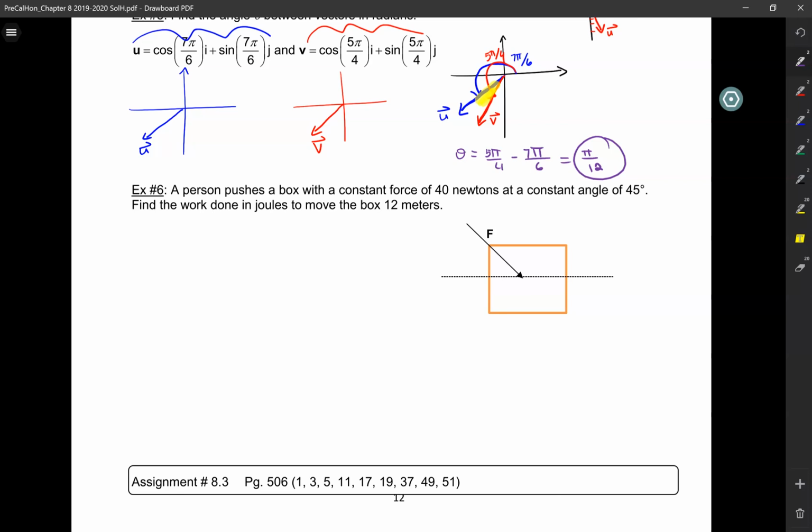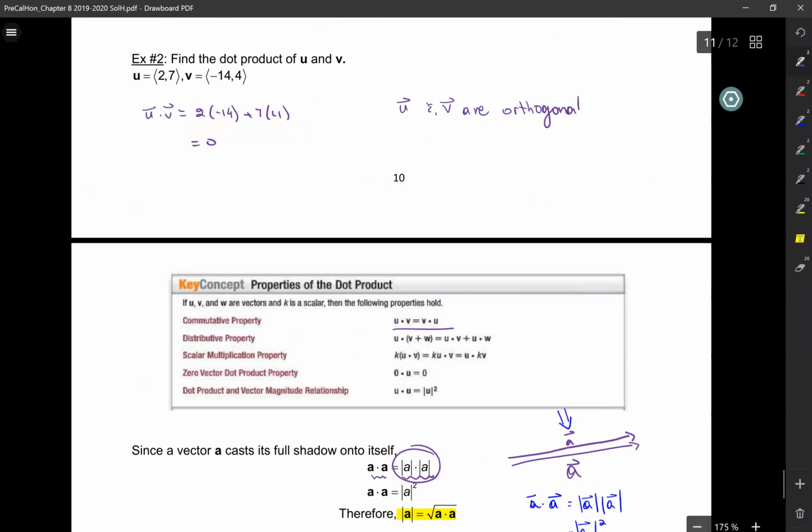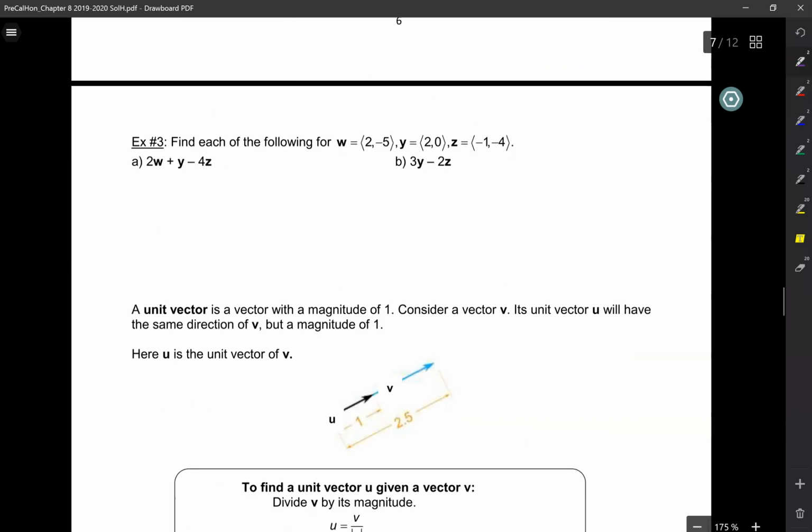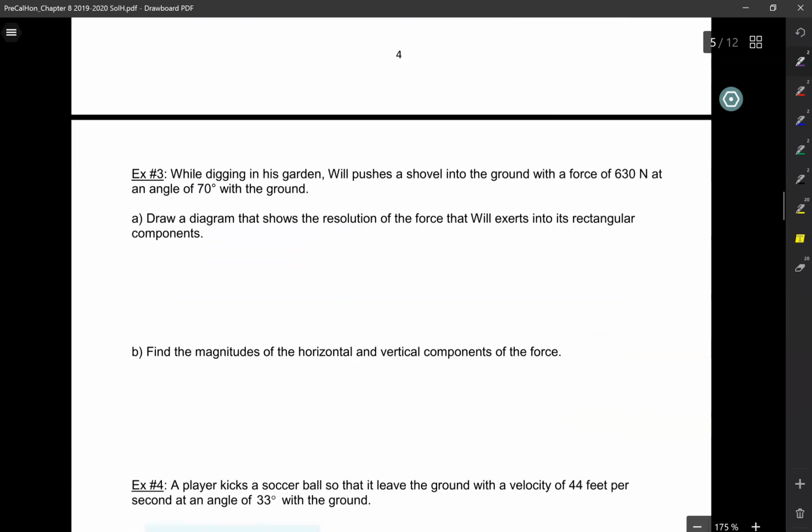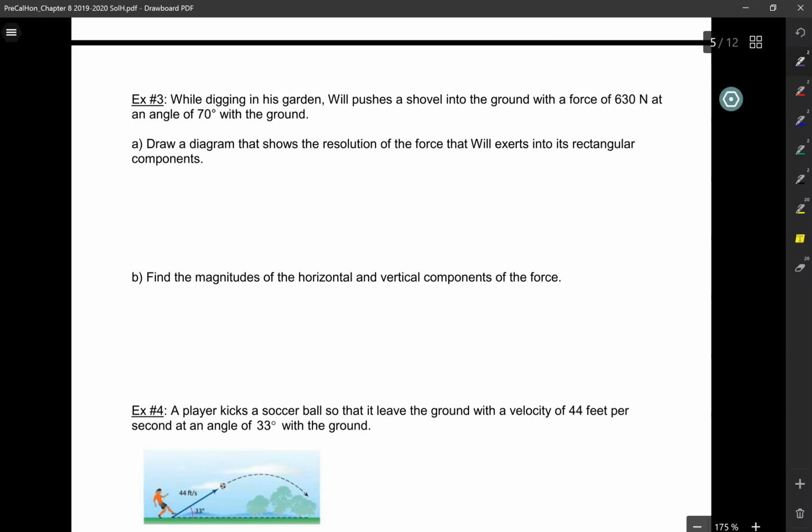Okay, so why do we use dot product? Where do we use dot product? Why do we need dot product? Well, I will tell you. Do you remember a long time ago when we did section 1, there was this guy, Will, and he was digging in his garden. Do you remember that?